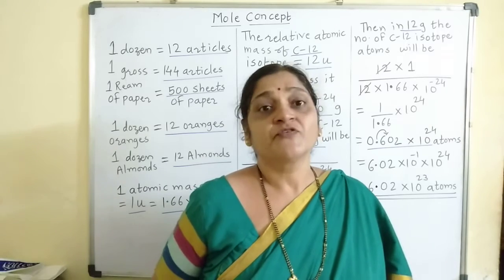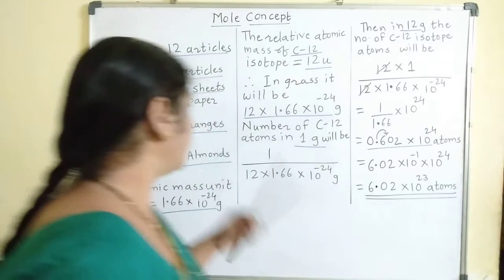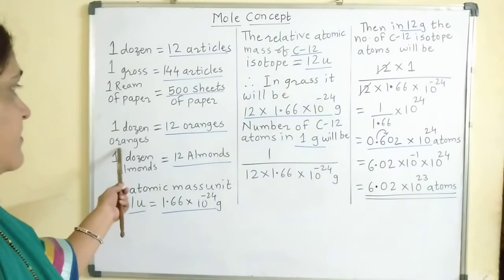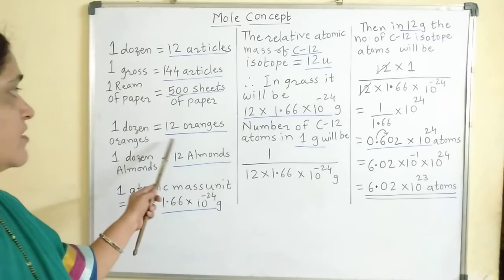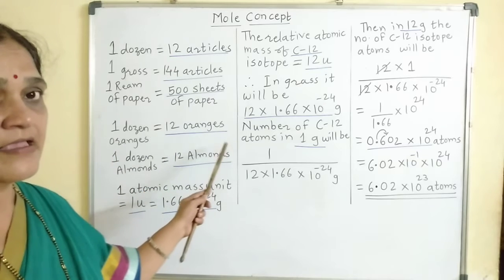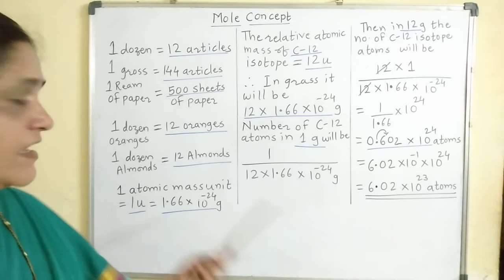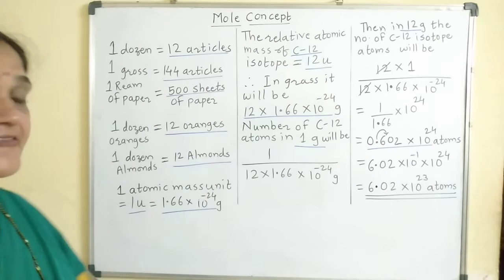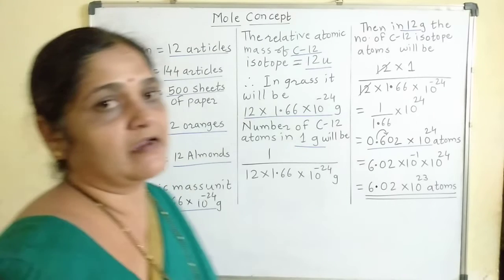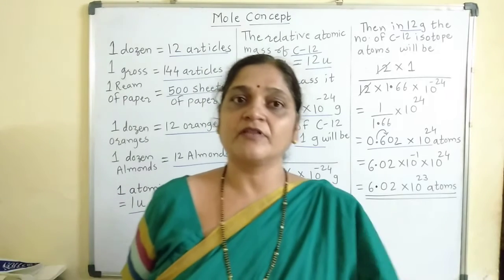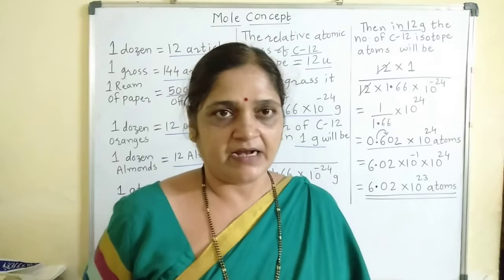Is that clear? So here, if you are bringing 1 dozen oranges, how many oranges have you brought? That is 12 oranges. If I have 1 dozen almonds, how many almonds do I have? That is 12 almonds. So this way, we have a particular number for these types of units, right?